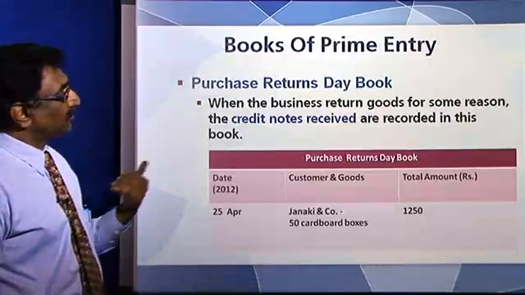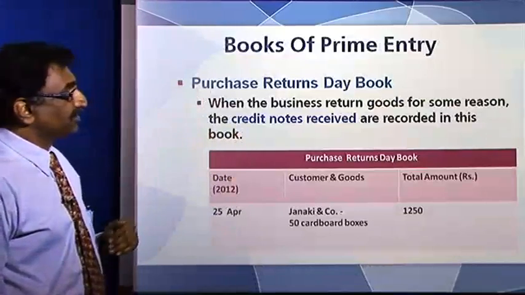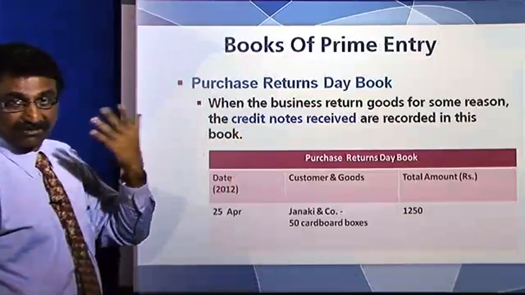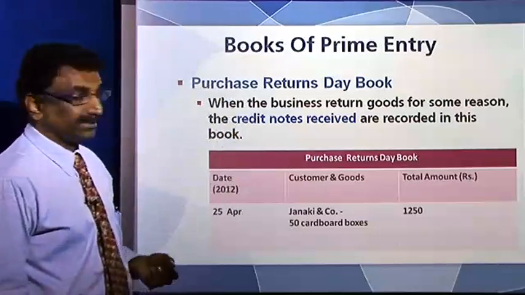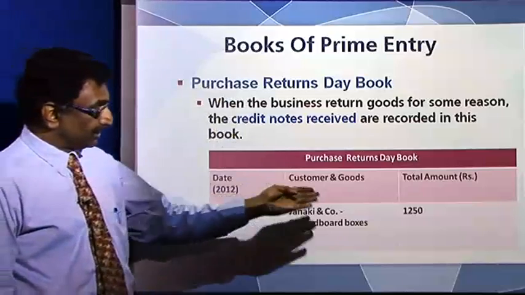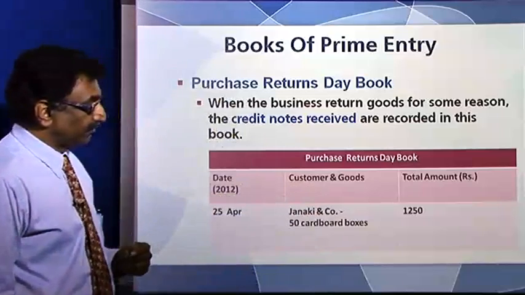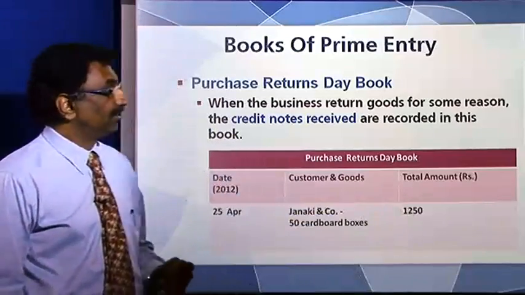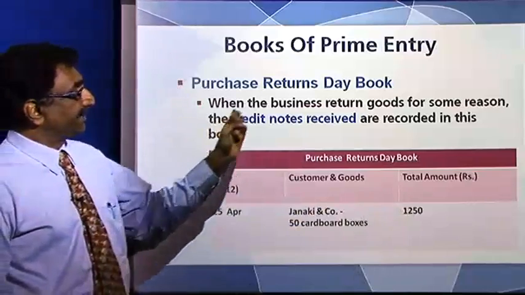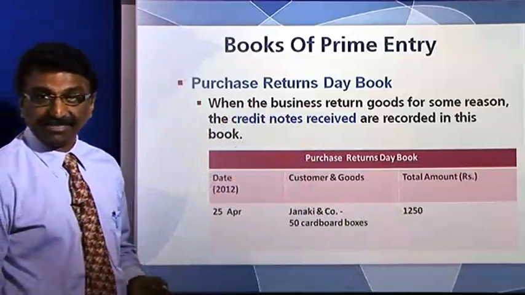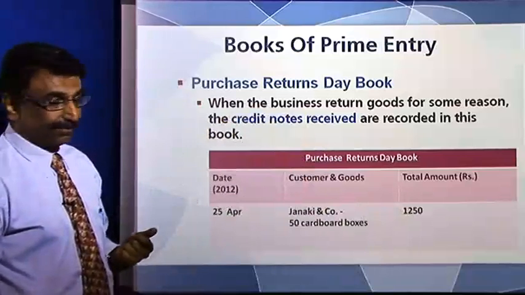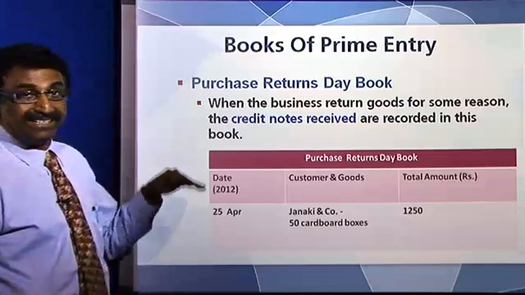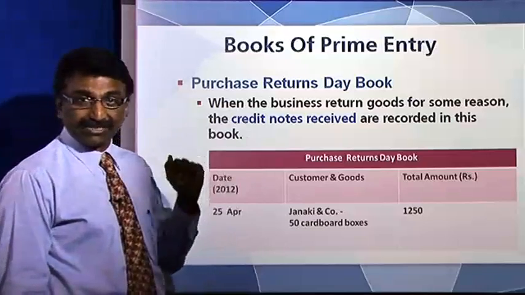Similarly, when credit notes are received, they are put into purchase returns, where you, as a business, have purchased goods and found the quality not to be good or had some other reason, and then you have returned them. In this situation, we see Janaki company, where 50 cardboard boxes were not found to be of good quality maybe and were returned, and the value is also mentioned. So, this can be credit notes received or debit notes that have been sent by you as a customer where you have returned the goods. So, these are the various purchase and sales day books that are maintained.